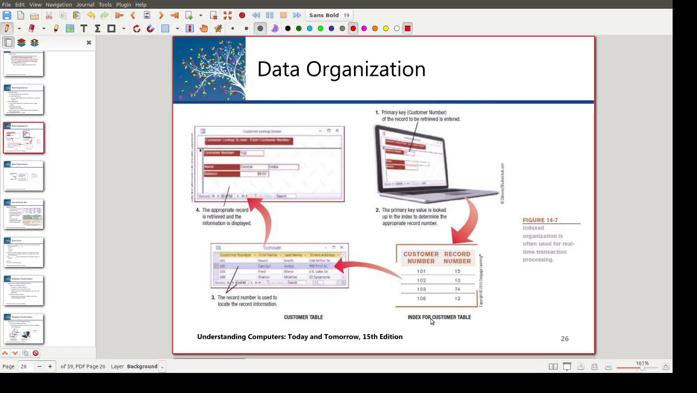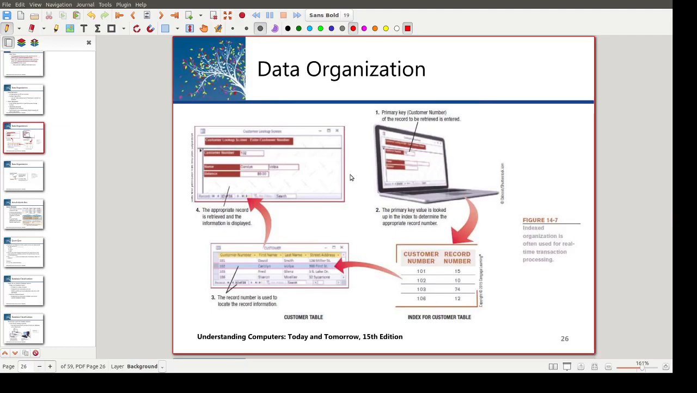Okay, so the primary key, the customer number of the record to be retrieved, is entered. You would like to get information about certain products, so you write this primary key, and then the primary key is looked up in the index to determine the appropriate record number. So the record number is 15 for 101 and 10 for 102 and so on, and then you reach this customer table, you find the record here and you get this information, and the information is displayed.